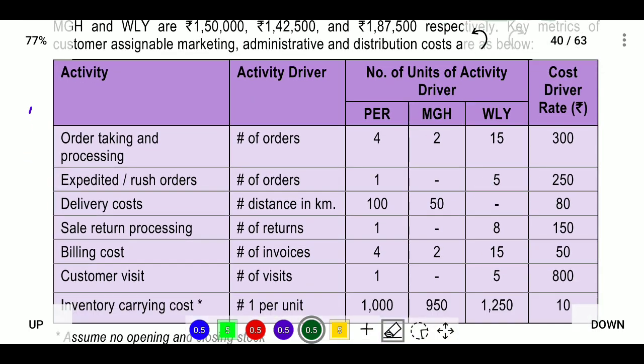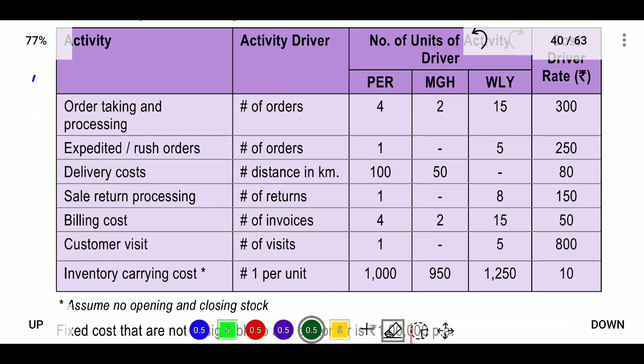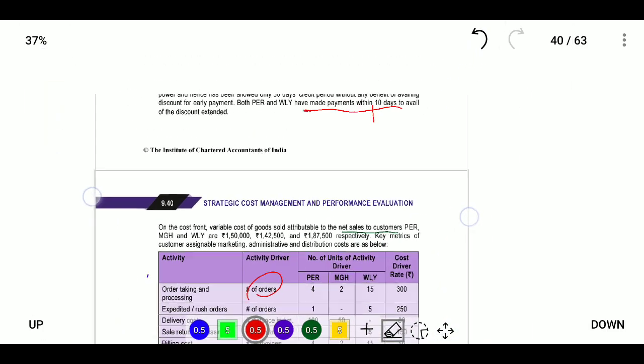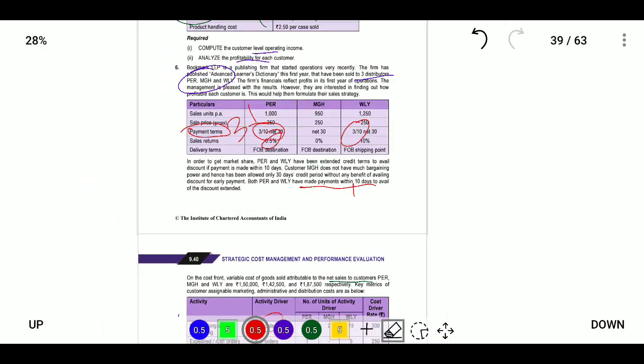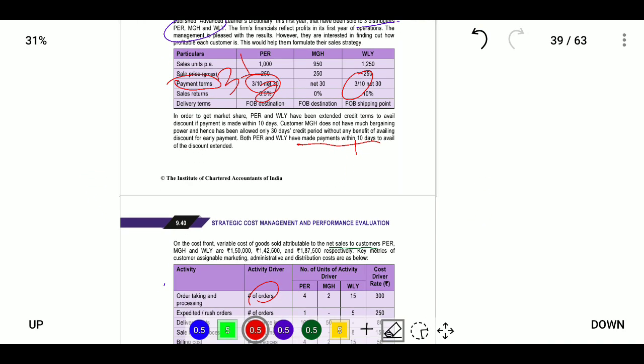Next, allocated expenses. They provide order taking and processing, and expedited rush orders. Since they are based on orders, we take how many orders there are, and based on that we will calculate. Here, if you see the question, for order taking the cost driver will be 300 for each.